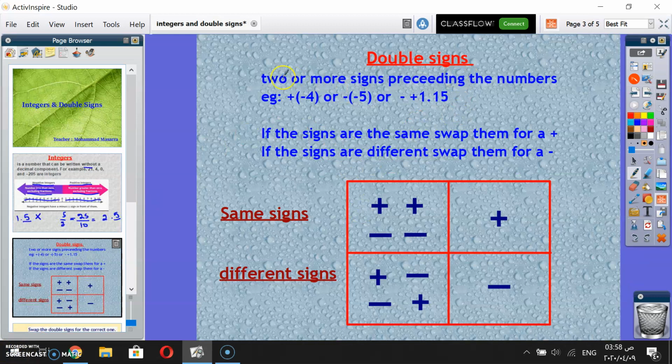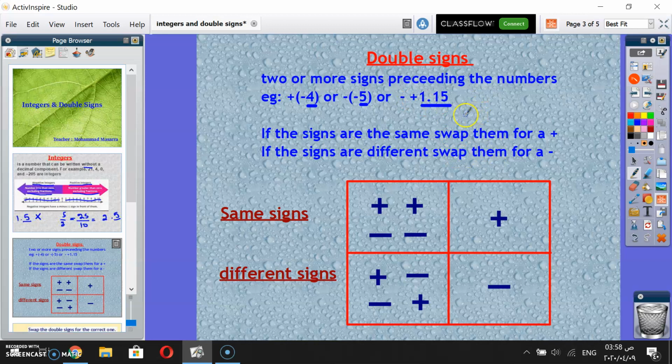Double signs: two or more signs preceding the number. Examples: plus minus 4, or minus minus 5, or minus plus 1.15. So here, before the number, we have two signs, not only one. Here the positive sign is multiplied by the negative sign. The negative sign is multiplied by the negative sign. Here it's the same, the negative sign is multiplied by the positive sign.